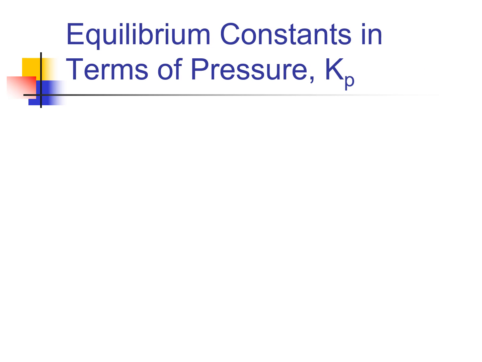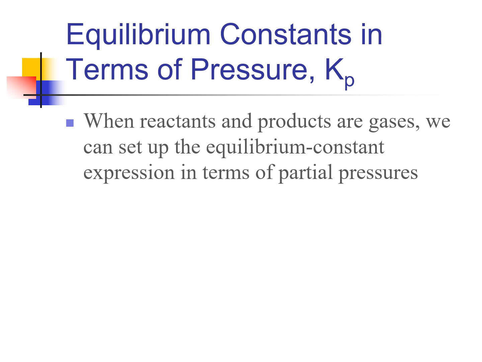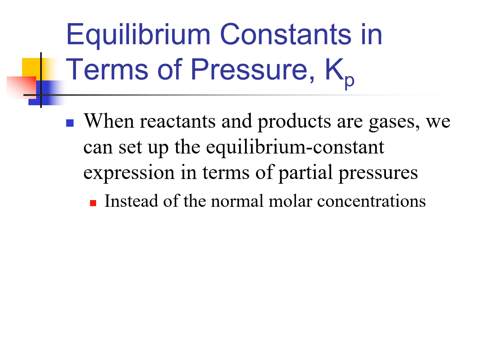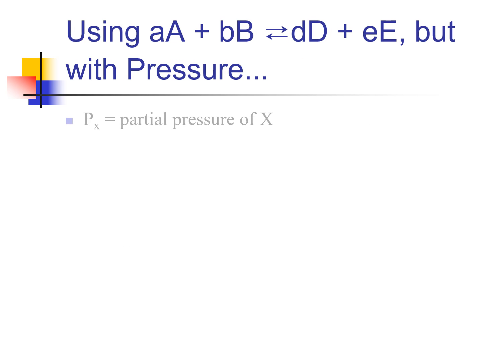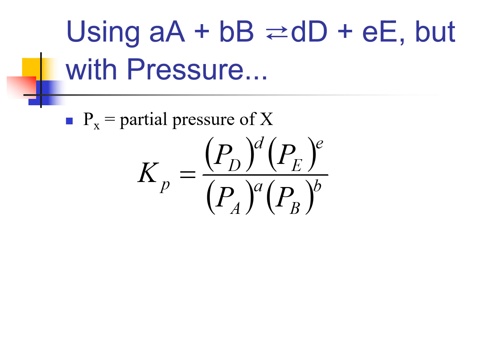But instead of just a generic K sub C, we now replace it with K sub P. So when everything is gases, we can set up the equilibrium constant expression. Again, instead of molarity, we're using pressure, so we're going to have K sub P instead. And it'll look like this.